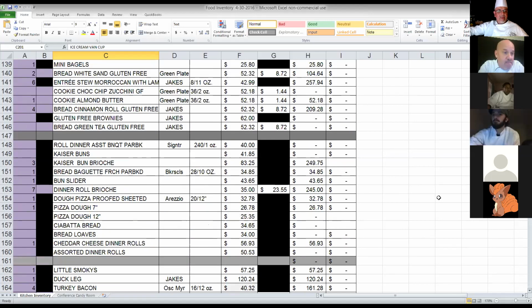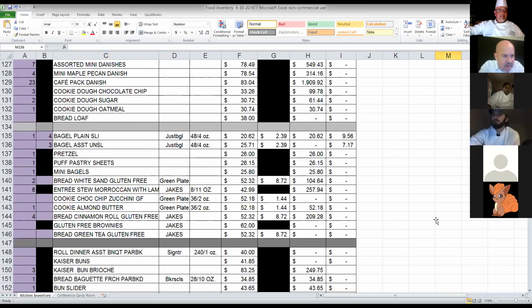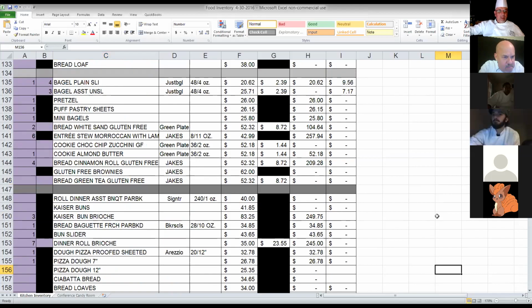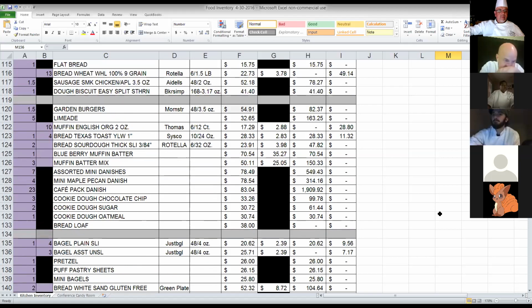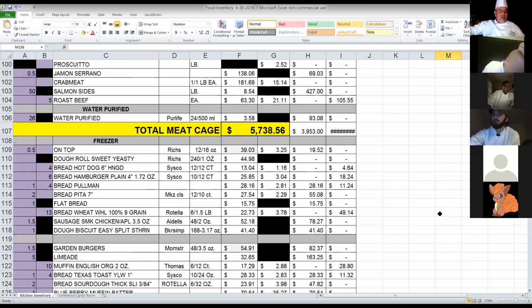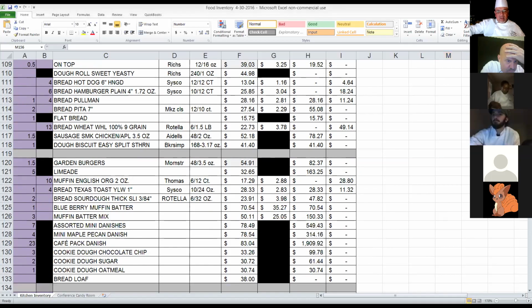Oh, okay. Let me take a look real quick right now. I see some ciabatta for $34.65 for... I can't quite see how much, but yeah, they're going to be about give or take $3-4 a loaf. That's one inventory. I'm going to take a look at another inventory. Flatbread, wheat, Pullman, hamburger rolls. Okay. I'm going to take a look at the other one, see if I can find it.